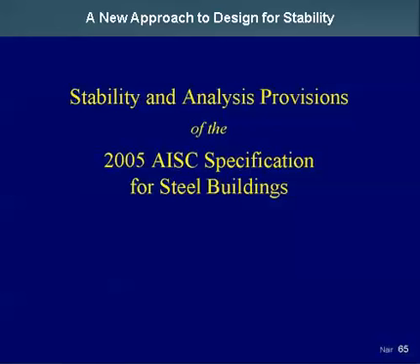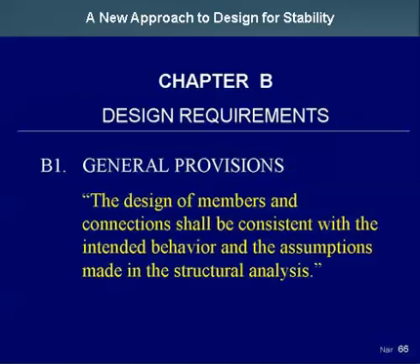Okay, with that background, let's go specifically into the new stability and analysis provisions of the new 2005 AISC specification. Chapter B of the specification has the general design requirements, and it doesn't tell you much about analysis. All it says is the design of members and connections shall be consistent with the intended behavior and the assumptions made in the structural analysis.